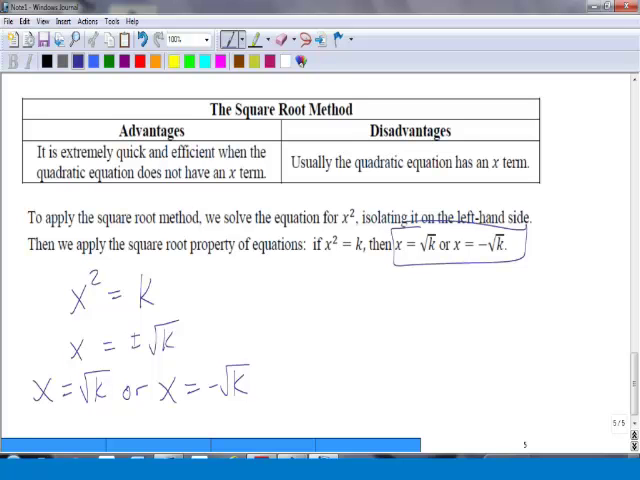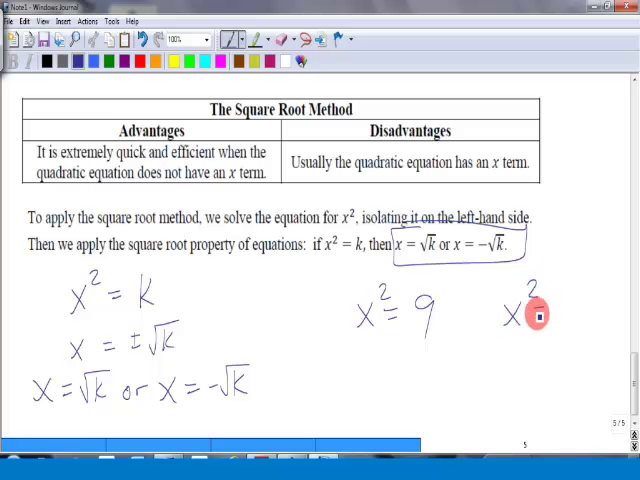Suppose k is a positive number. Suppose we get x squared equals 9, something like that. Are there going to be real solutions to this equation? They're integers. x equals 3, x equals negative 3. They're certainly real. So if k is positive, we get two real solutions to this equation.